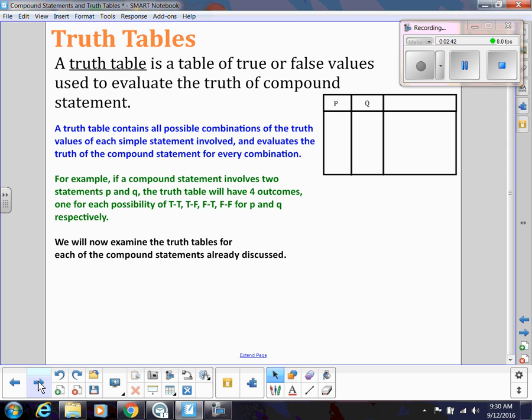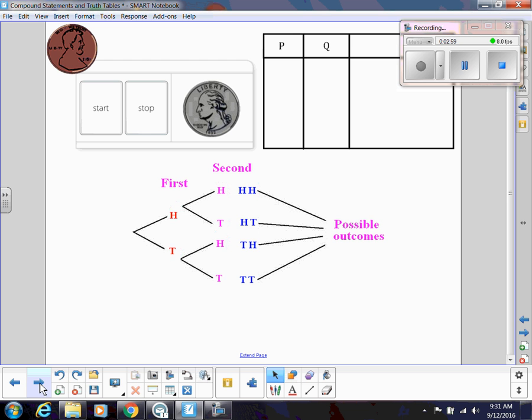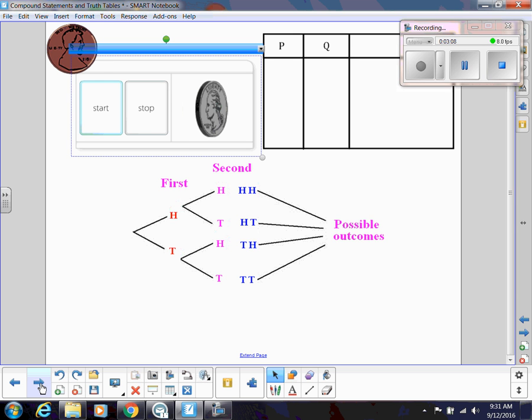So the 4 outcomes, if I've only got 2 statements: they could both be true, or the first one's true and the second one's false. Or the first one could be false and the second one true, or they could both be false. All right, those are all the options. And that's similar to flipping a coin, right? If I flip a coin, the first one might be heads, but then the second one could be either heads or tails. But I could also switch that around, and the first one could be tails, and then the second one could be heads or tails. So there's a total of 4 possible outcomes.